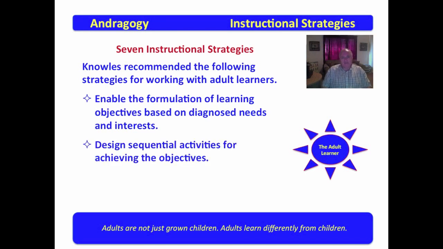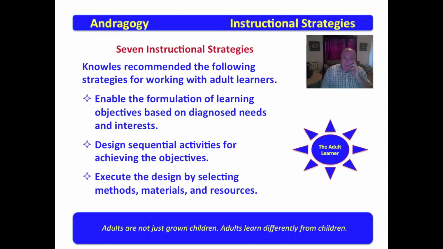Design sequential activities for achieving the objectives. Now, sequential means orderly. One follows the other. I really think what Knowles is saying there is that if you're going to teach adults, you better have it planned. Just a chaotic blast of a piece here and a piece there with no rhyme or reason isn't going to do it for adults. Adults want to be involved. They want it to be meaningful. They want it to be legitimate. They like having concepts of independent learning, but they want it to be organized, and that is very important to the adult learner. And then execute the design by selecting methods, materials, and resources that accomplish that.